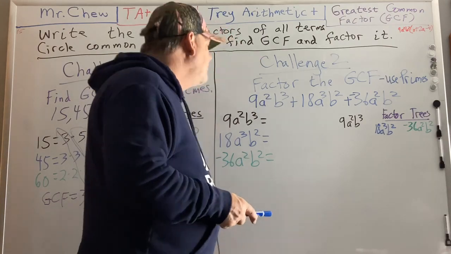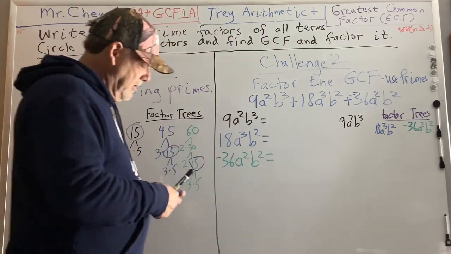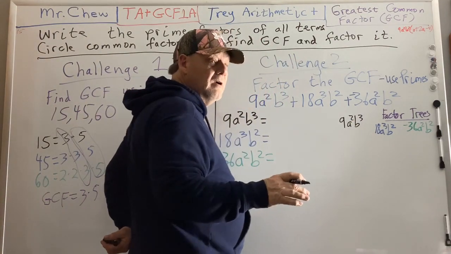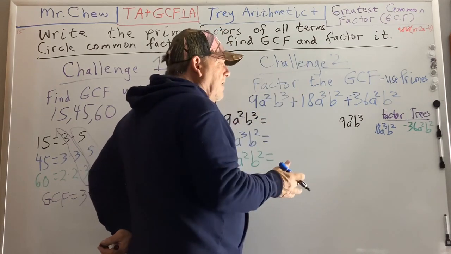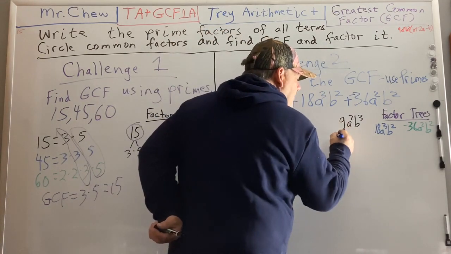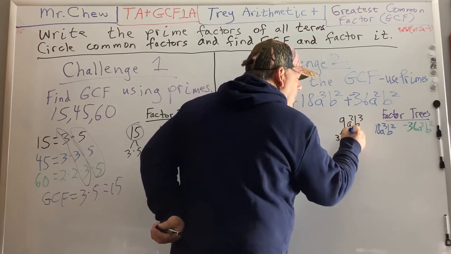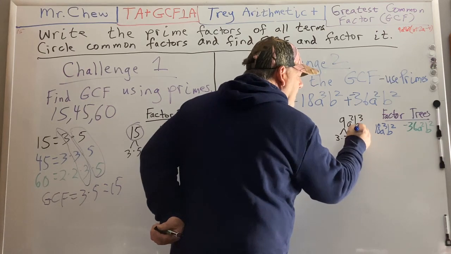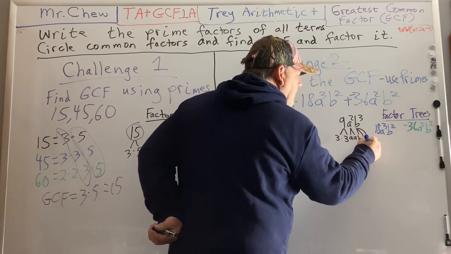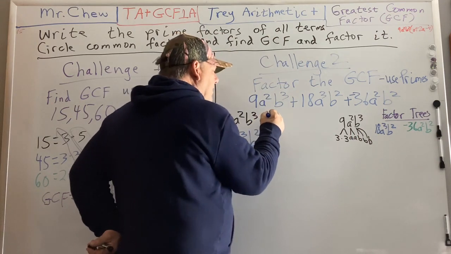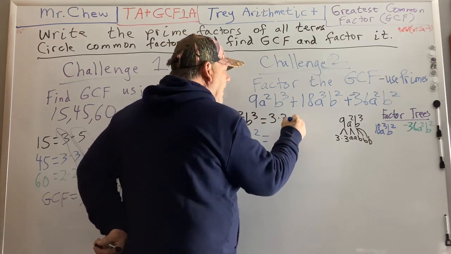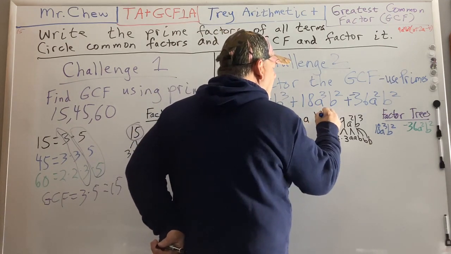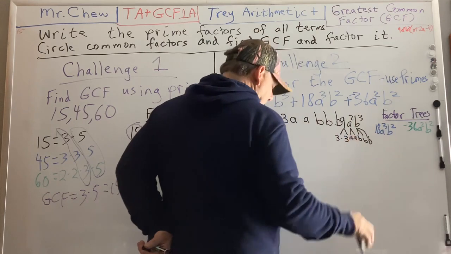All right, so just like we did here, let's use factor trees on these terms of this algebraic expression here. So 9 is 3 times 3. A squared is A times A. And B cubed is B times B times B. So I've got 3 times 3, A, B, B, and I've got a third B there.